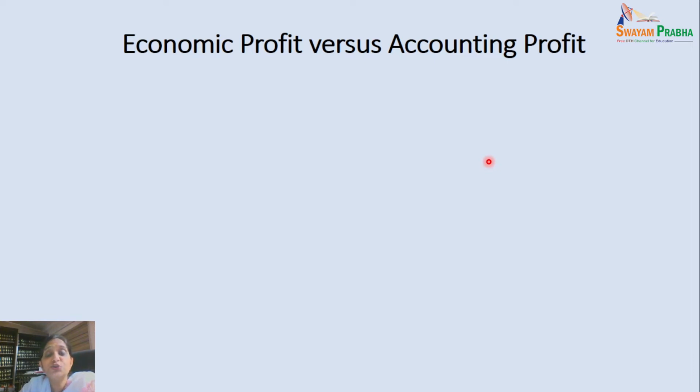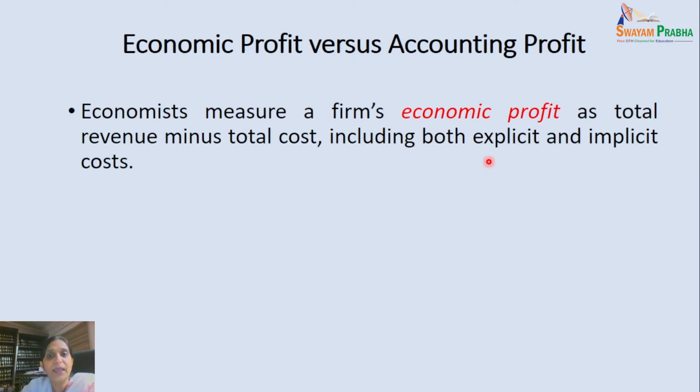Okay, now since we have said that there is a difference between economic cost and accounting cost, therefore there has to be a difference between economic profit and accounting profit. I've already discussed what we mean by profit. Profit is basically the difference between the revenue and the cost. Now, because the cost component is changing when we are considering economics and accounting, there has to be a difference in economic and accounting profit also. Okay, let us see what is the difference.